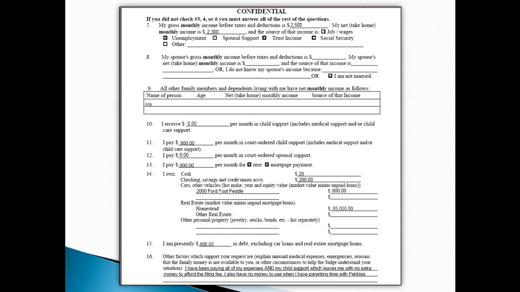Questions 10 through 15 ask you about your expenses, assets, and debts. Be sure to give the most accurate figures possible. Fill in all of the questions answering how much child support you are currently paying, any spousal support you pay, and expenses for housing. Question 14 asks about assets you own, including any bank accounts, vehicles, real estate, and other personal property. Again, try to give the most accurate information possible.